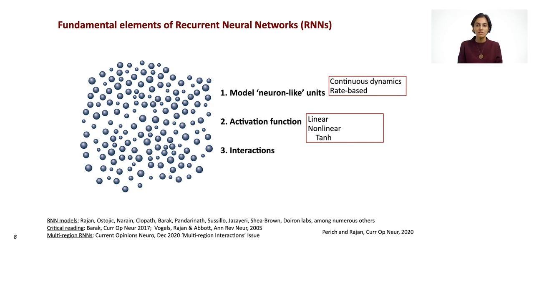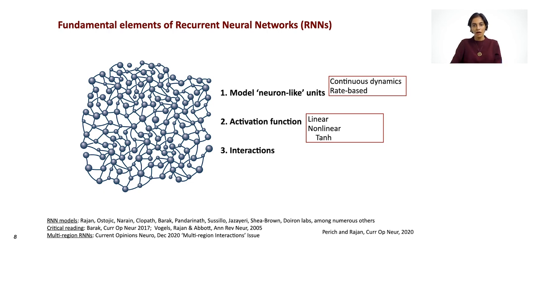The third fundamental element of recurrent neural network models are interactions, which is to say, how is every model neuron-like unit connected to every model neuron-like unit? And within interactions, they can be fully connected, where every unit really does fundamentally talk to every other unit in this model. They can be sparse. They can also be structured.